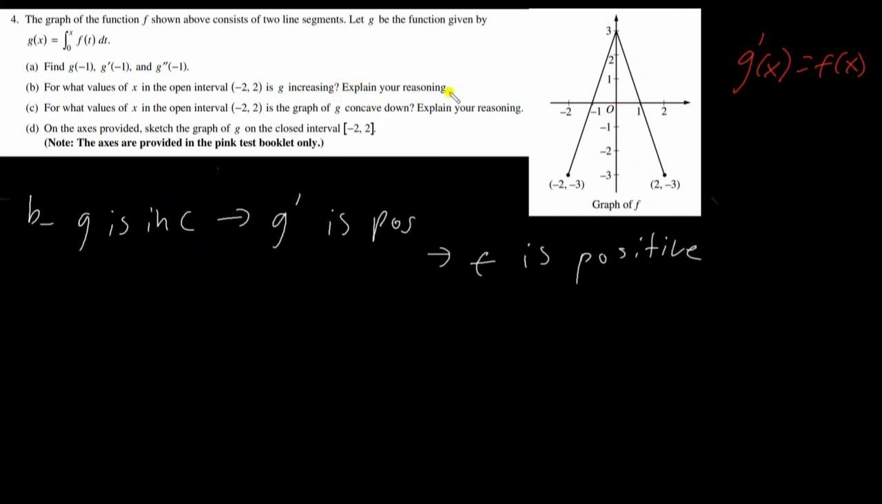And they want us to explain your reasoning, which means you have to write a sentence saying like g is increasing on -1 < x < 1 because g prime of x is positive on that interval, right? G prime of x is positive.